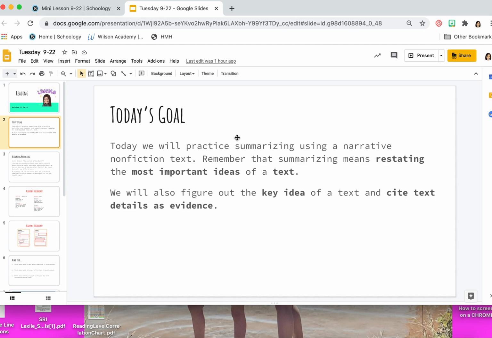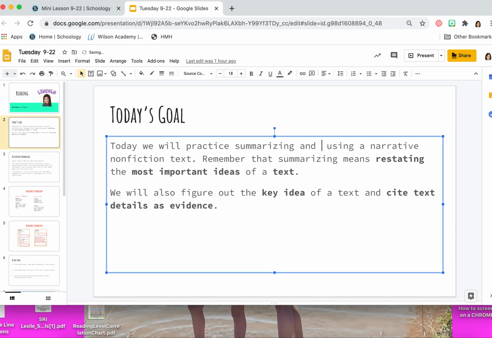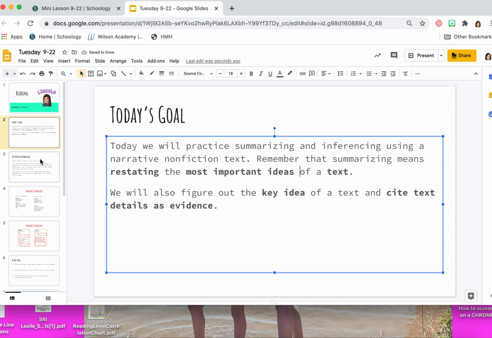And I'm going to add in here inferencing, because we're going to be making some inferences as well. Okay, our goals are to figure out the key idea and to practice citing text evidence, so words that came directly from the text, to support those key ideas.